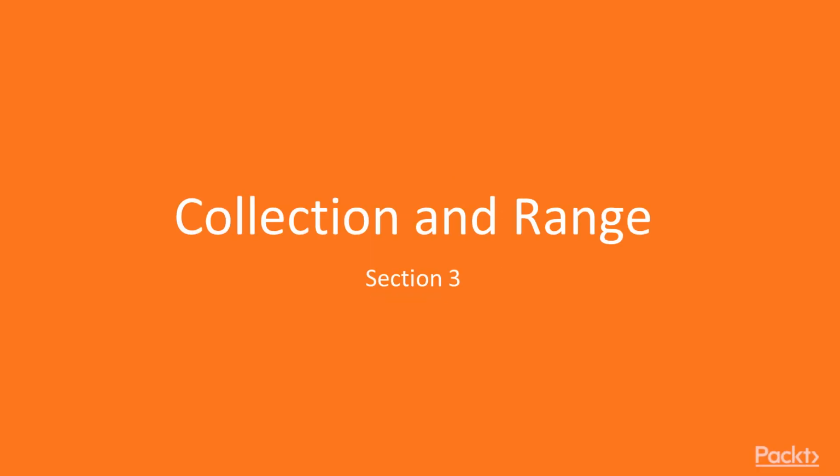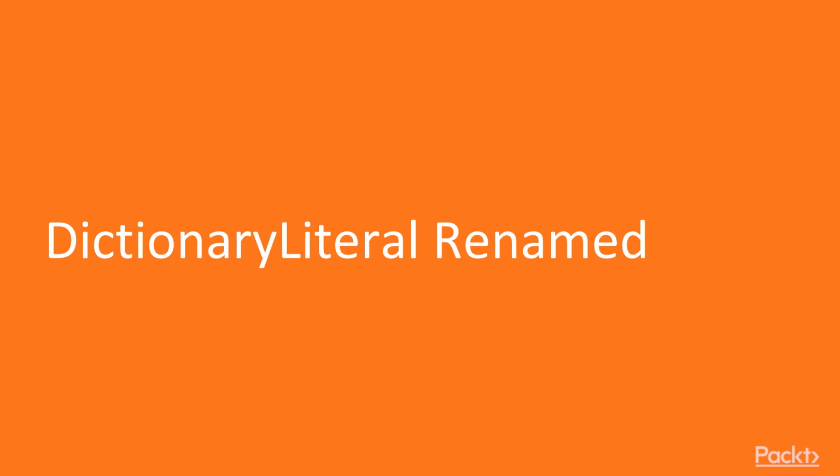Welcome to section 3, where we're going to be looking at some of the changes made to collection and range. The first change has nothing to do with implementation, but rather the name. We have a class called the DictionaryLiteral, but this class has now been renamed to KeyValuePairs. We're going to be looking at the reason why the name change was made.